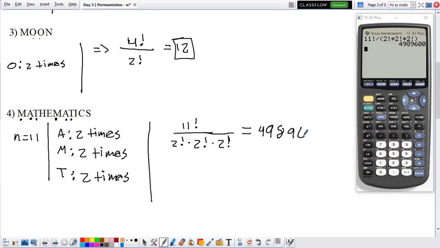So that's how many ways we can rearrange the word mathematics, which is a lot. We're not going to write them out here, but just trust me. So now here, this is how you can rearrange any word using the idea of permutation.